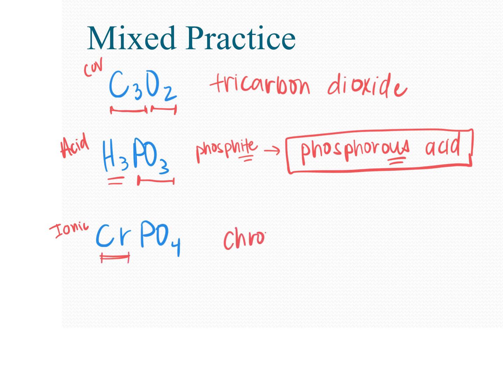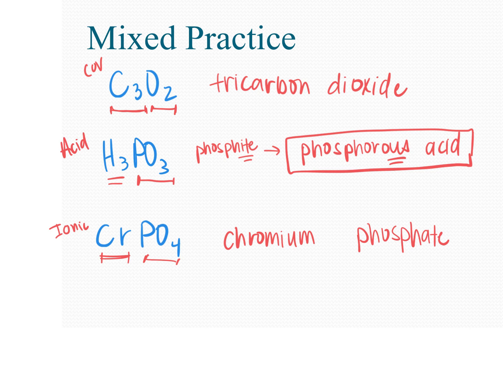Chromium. And so I need to check the periodic table. Is it going to need a Roman numeral? It is. So we're going to hold on to that for a second. We're going to put a Roman numeral in the middle. But then what's my polyatomic ion that's here? Phosphate. Okay, so it's going to be chromium something phosphate.